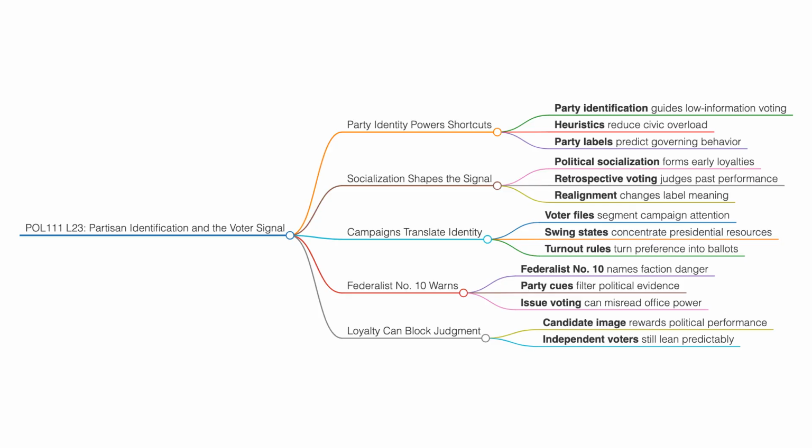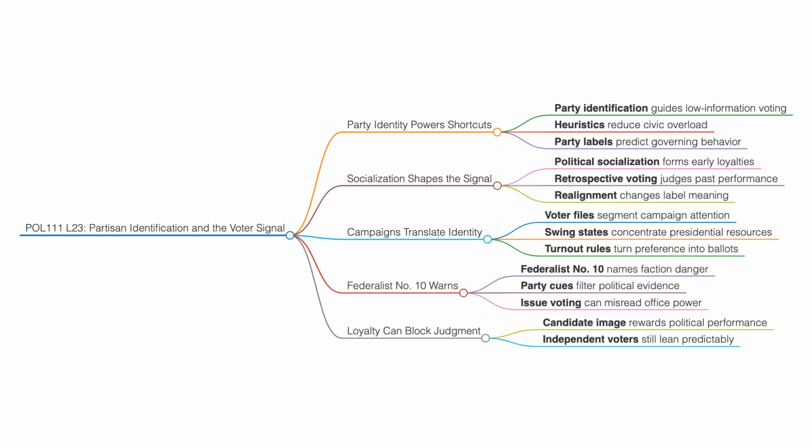Voter decision-making is not a morality play about smart and foolish citizens. It is a system of signals under information scarcity. Party identification, candidate image, issue salience, retrospective judgment, prospective judgment, community cues, campaign contact, and turnout rules all shape behavior. The responsible citizen does not pretend to float above those influences. The responsible citizen learns to inspect them.